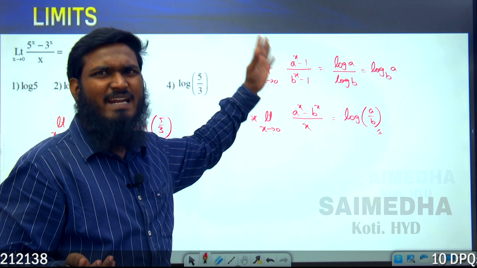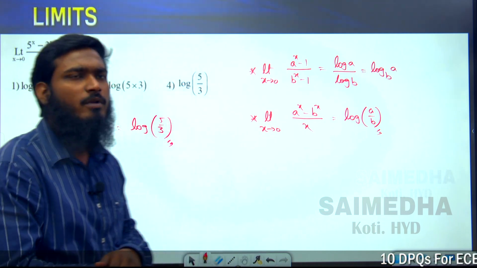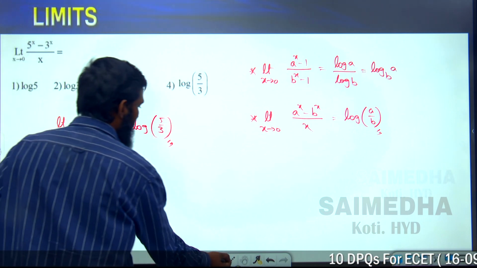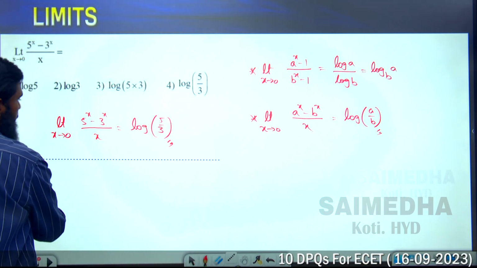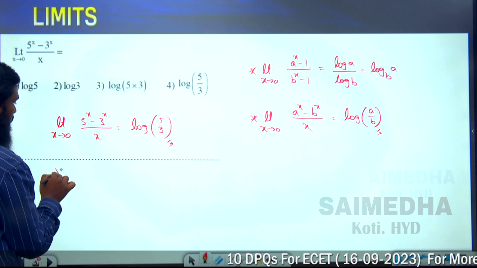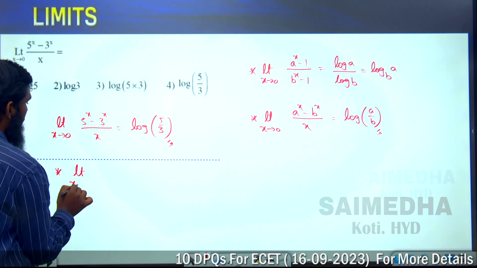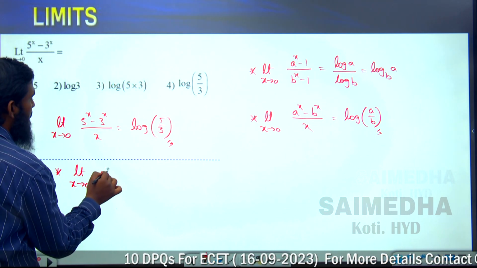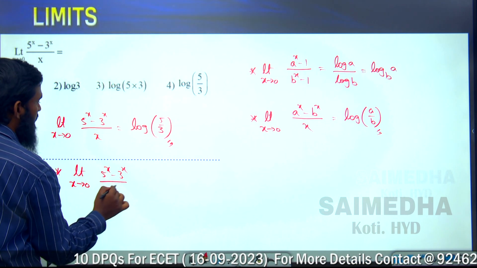But these are shortcuts. We have a direct formula. By using this direct formula, we can solve these questions. Let us check the L'Hospital rule one time also. The question is: limit x tends to 0, (5 power x minus 3 power x) divided by x.